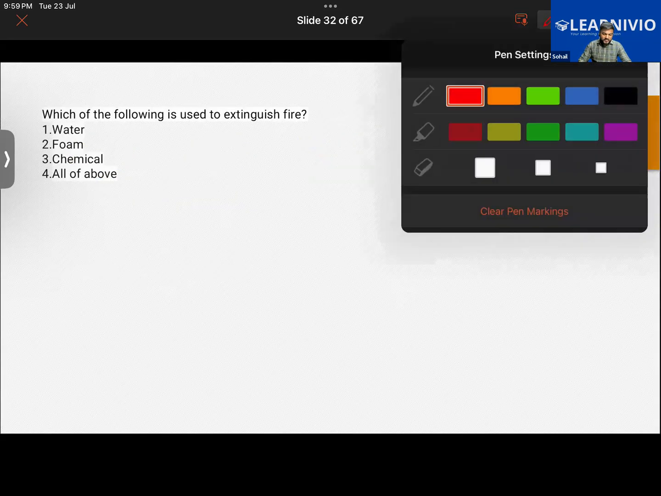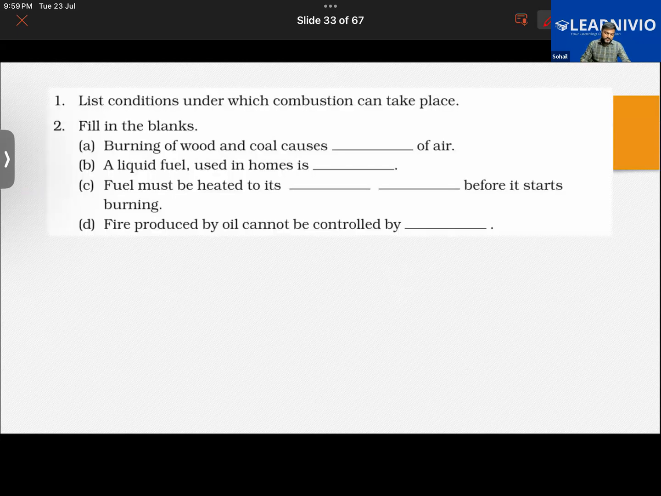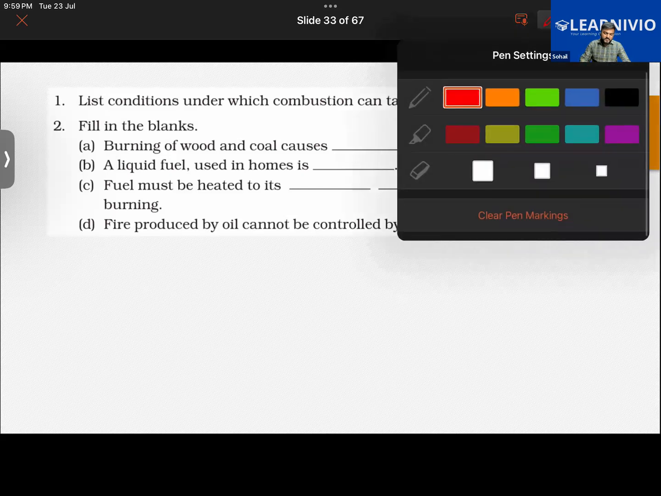Anyways, answer this question quickly. Which of the following is used to extinguish fire? Exactly, that is all of the above would be used.